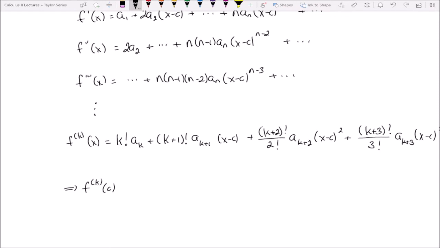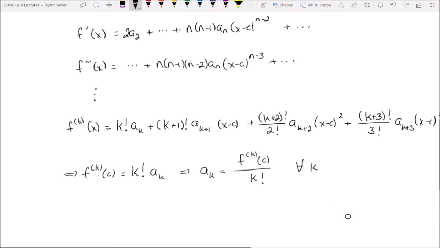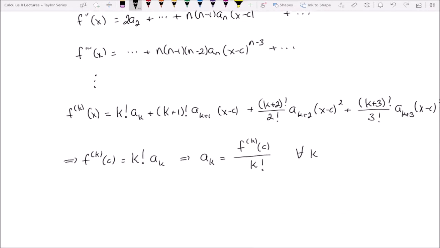This means if we evaluate this at c, we get k factorial times a sub k, which means that a sub k would have to be the kth derivative evaluated at c divided by k factorial for all k. But this represents the Taylor series.